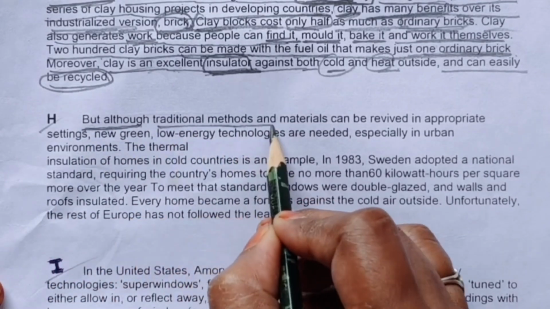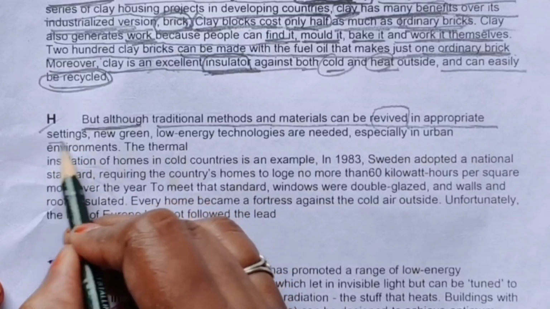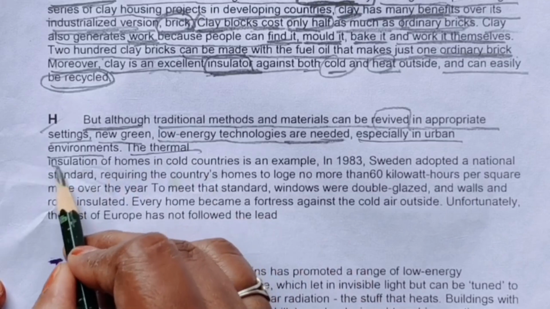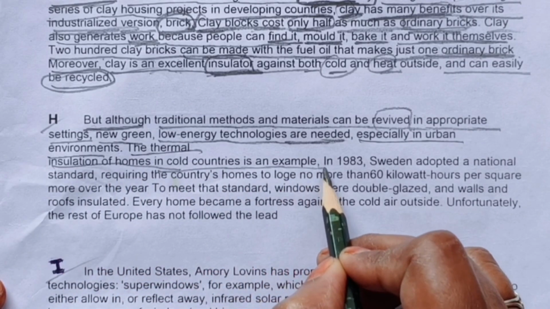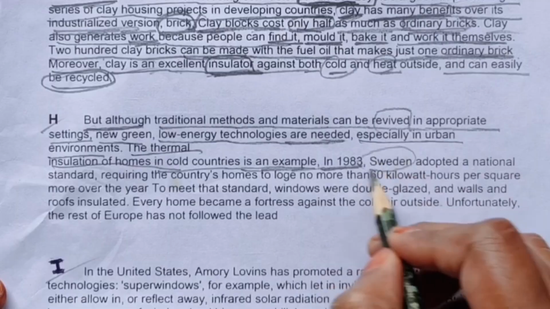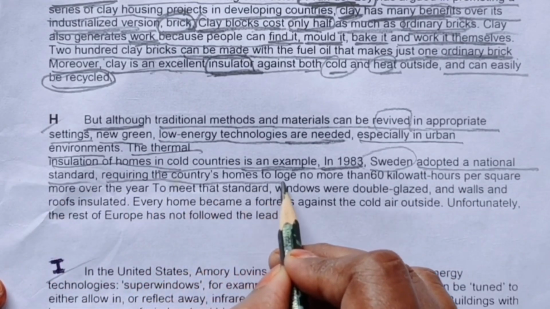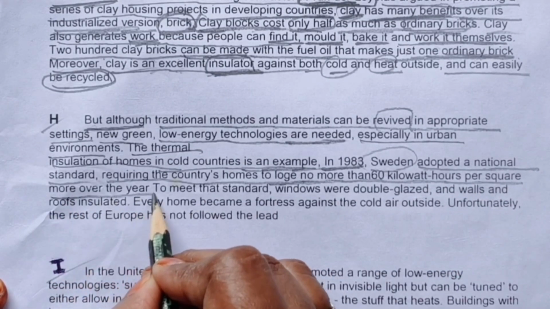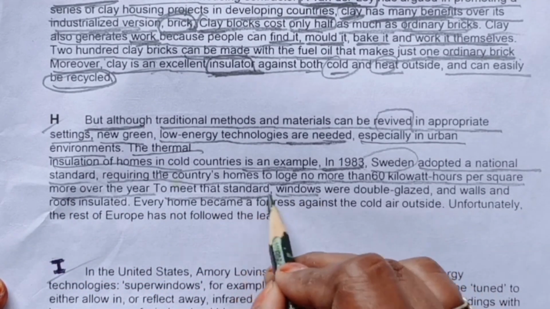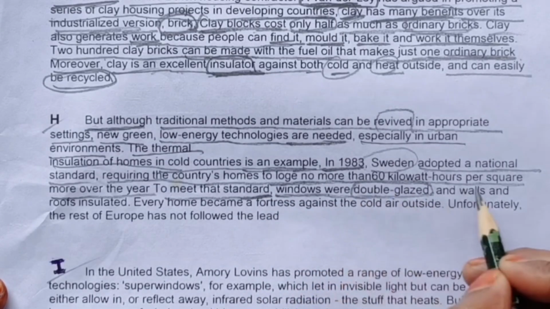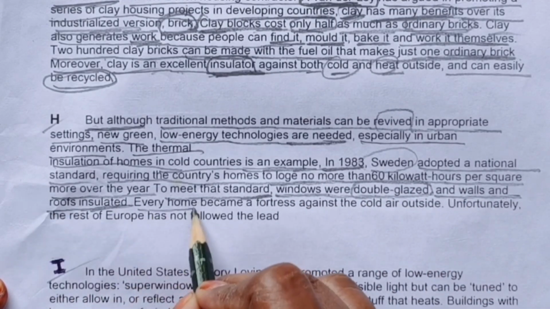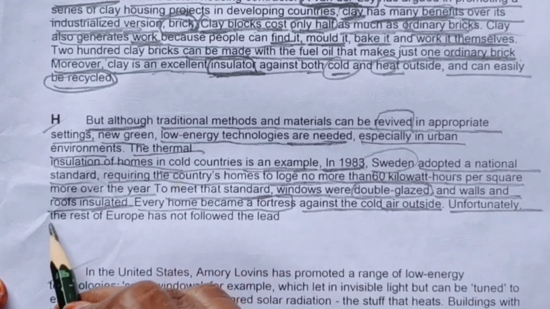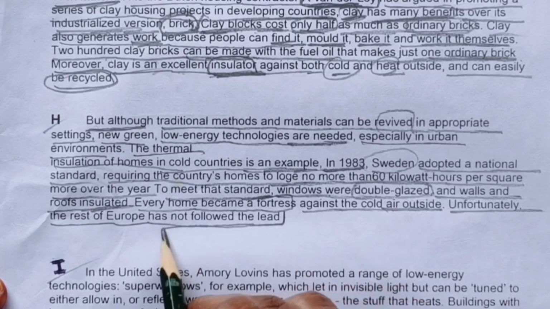But although traditional methods and materials can be revived in appropriate settings, new green low energy technologies are needed, especially in urban environments. The thermal insulation of homes in cold countries is an example. In 1983, Sweden adopted a national standard requiring the country's homes to lose no more than 60 kilowatt hours per square meter over the year. To meet that standard, windows were double glazed and walls and roofs insulated. Every home became a fortress against the cold air outside. Unfortunately, the rest of Europe has not followed the lead.